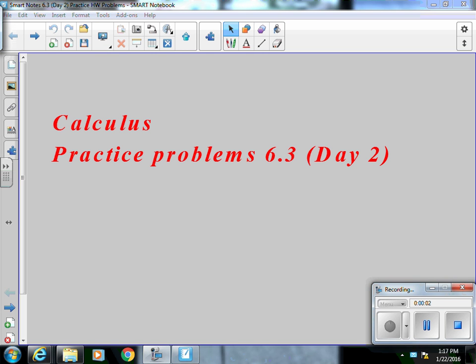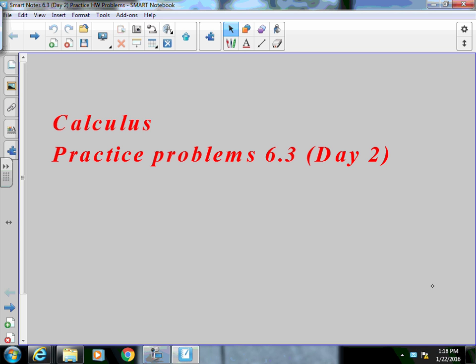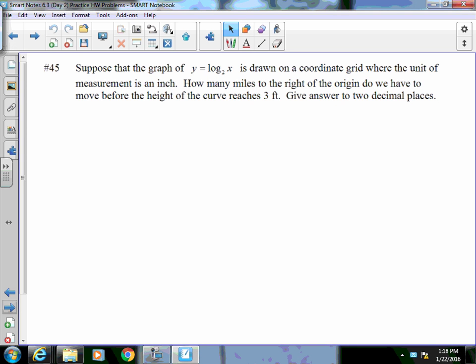We refreshed our memories on logarithms. Today we're going to do a couple challenging logarithmic problems, and then next section we'll jump into derivatives. So hopefully by the end of today you'll be able to solve any and every logarithmic problem you've run across, except for derivatives.